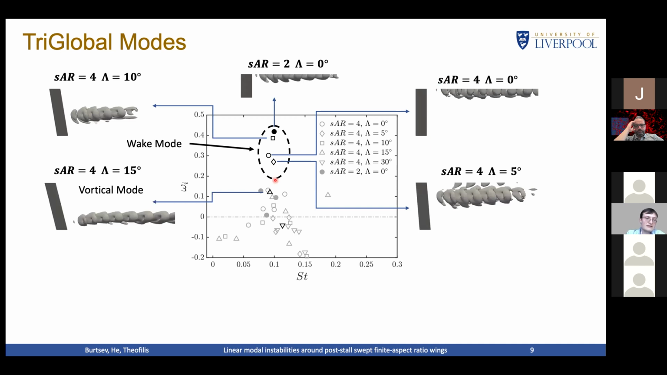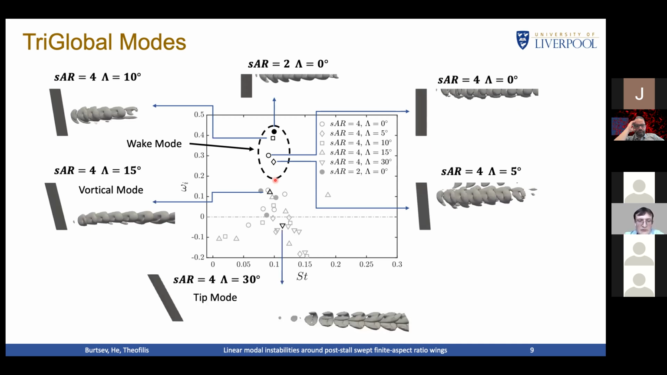Now at the sweep of 15 degrees, a different, less amplified vertical mode is dominant. And finally, at a sweep of 30 degrees, the leading eigenmode is damped. It takes the form of a tip instability peaking further downstream behind the wing.